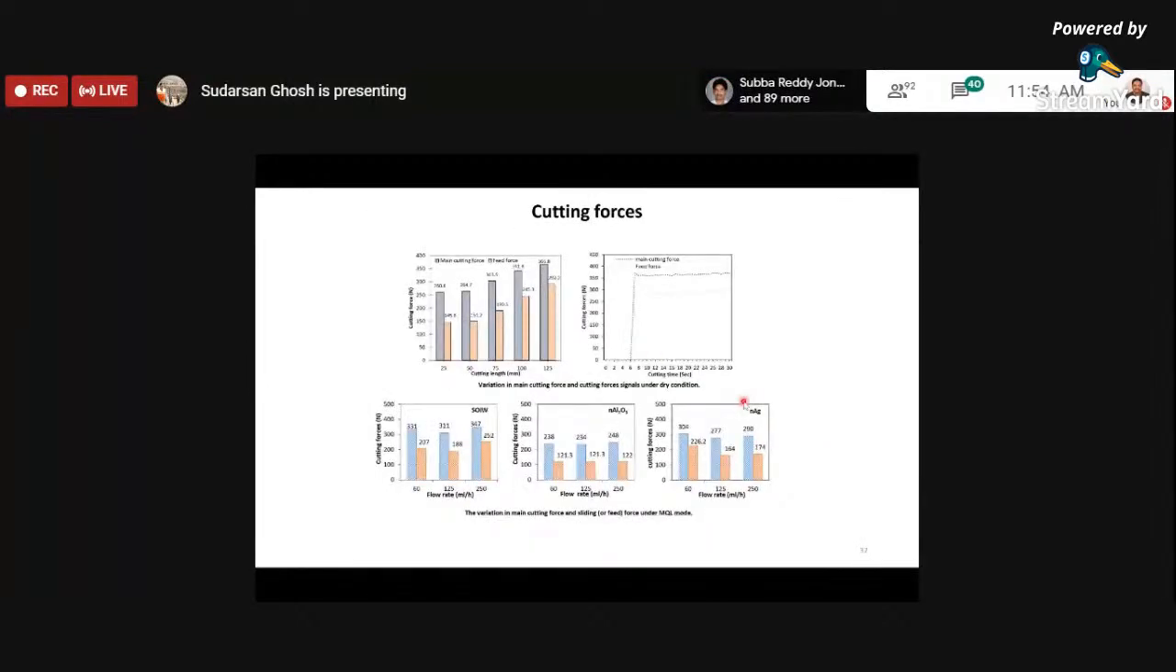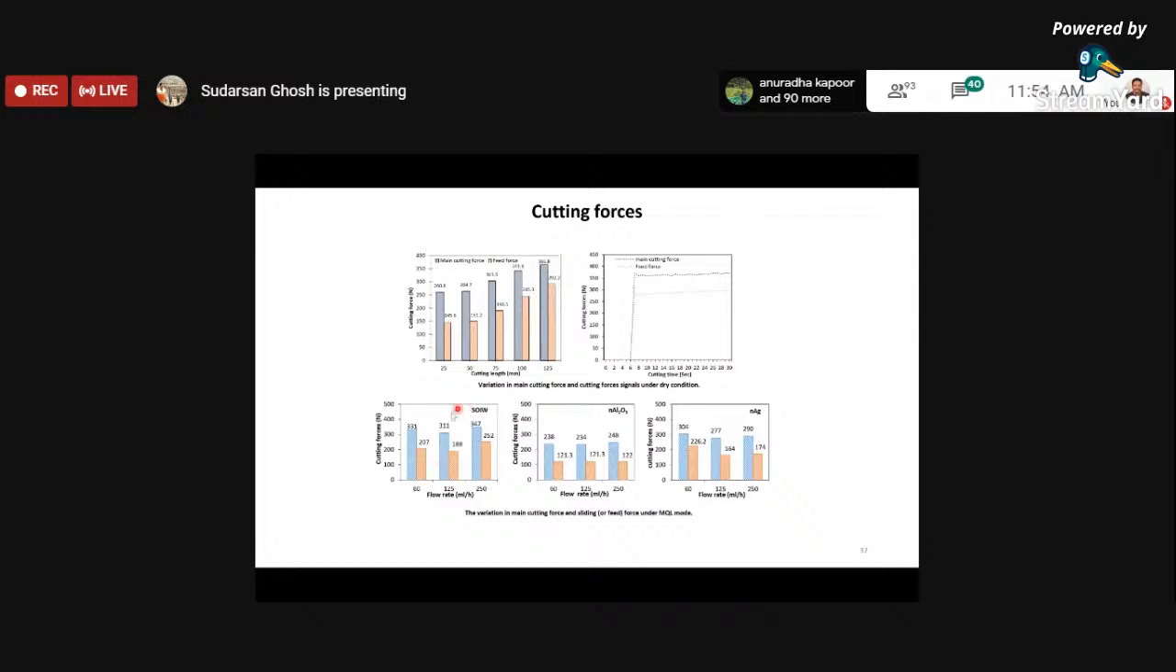Now this is the variation of cutting forces with cutting length. As we increase the cutting length, how have the cutting forces behaved? We have got both the main cutting force as well as the feed force. The feed force is always lesser than the main cutting force, which is normally the case. But as we increase the cutting length, maybe because of wear of the cutting tool, the single point cutting tool is wearing out, so it is losing its geometry. Consequently, the forces have increased.